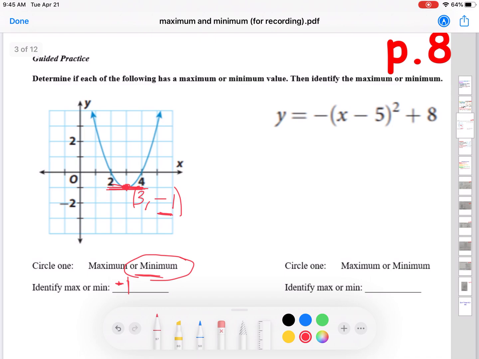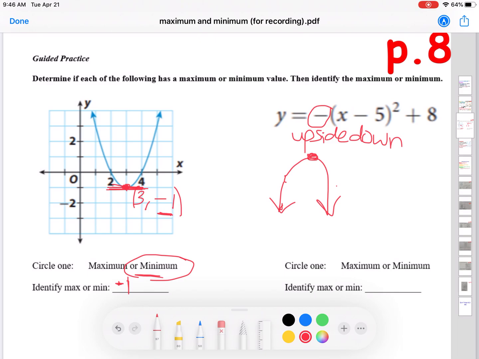Okay, looking at our example on the right side, I notice again, because I have this negative sign, that means that our parabola is upside down. So that means that my graph would look like this if I were to graph it. If you want to confirm this, you can go ahead and graph using the online graphing calculator. And I know that the vertex would be right here.